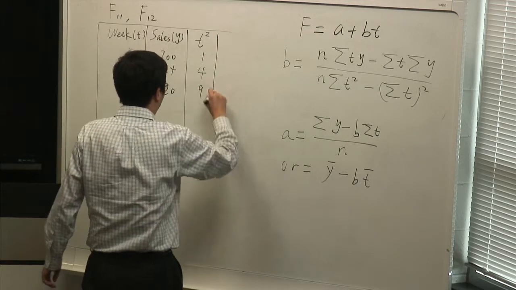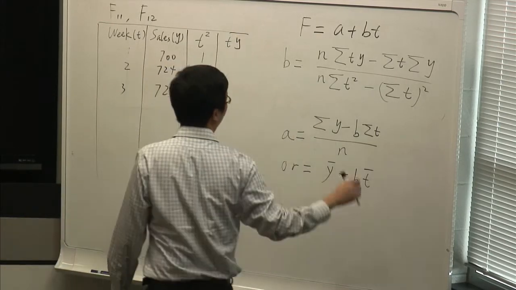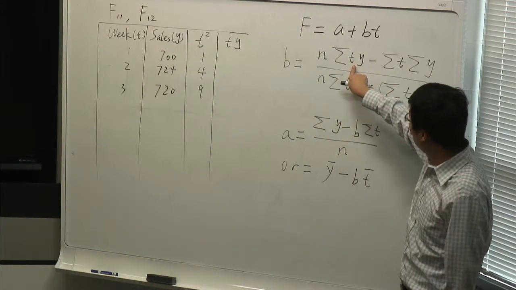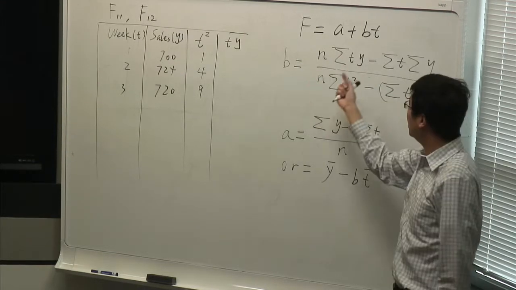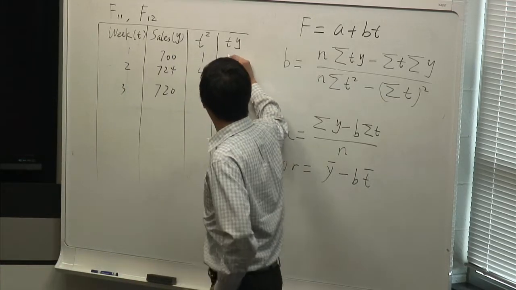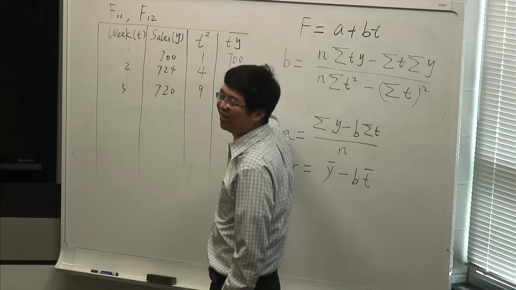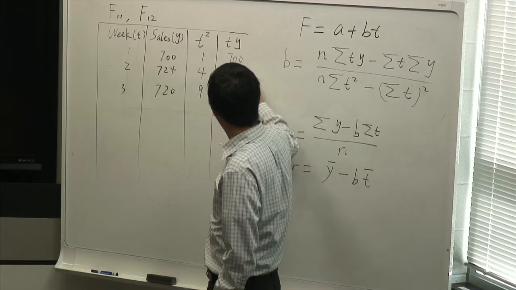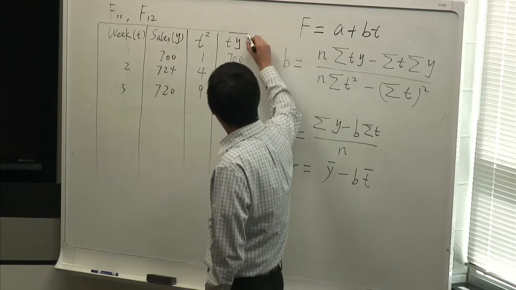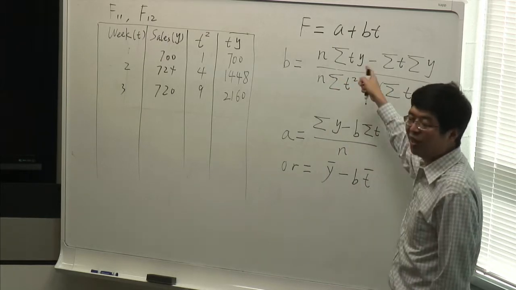Another column I would suggest you add or calculate first is t times y. The reason is that the first term in the numerator, when you plug in the formula, requires you to sum together each time period t times y. So the first one, what is ty for the first period? Anybody can tell me? 700. What about the second period? 1448. Good. The third period is 2160, and so on. After you get this, I think it's pretty straightforward. Just be careful to plug all the numbers into this formula.